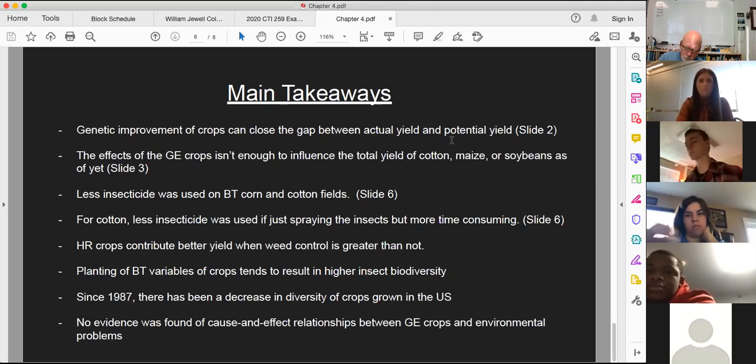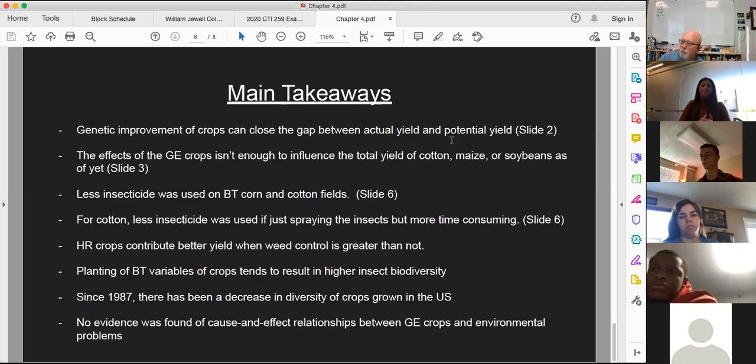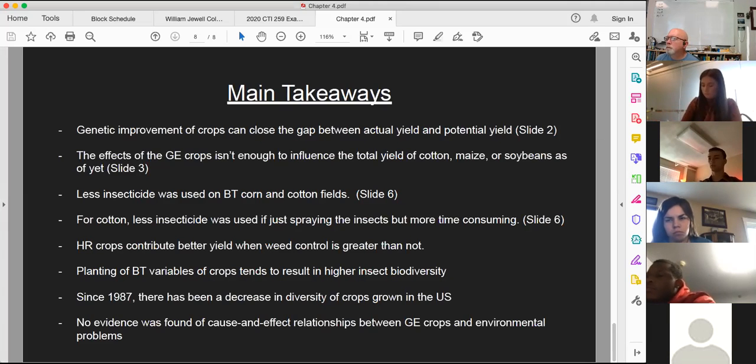So just to wrap it up, we put basically the main takeaways of this chapter on this slide. I know it's a lot of words, but it'll be helpful later. So yeah, just basically genetic improvement of crops can close the gap between actual yield and potential yield. That's just one of them, but another important one is that HR crops contribute better yield when weed control is greater than not. And then basically since 1987, there's been a decrease in diversity of crops grown in the US. So yeah, that's basically just the main takeaways over here.